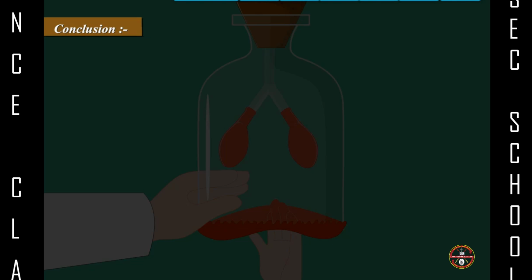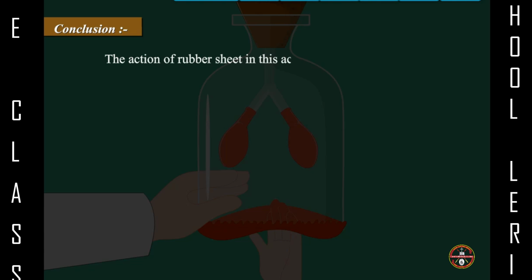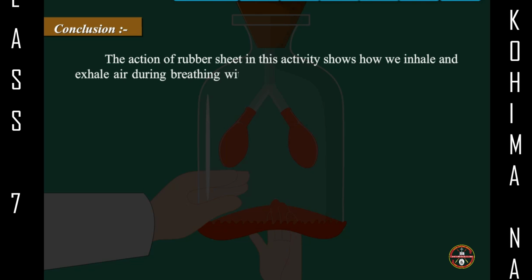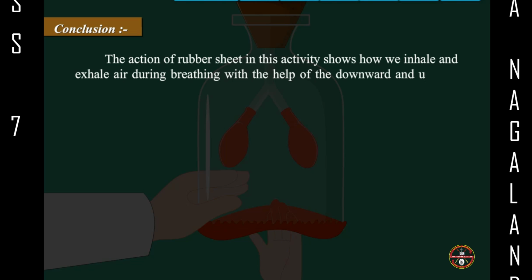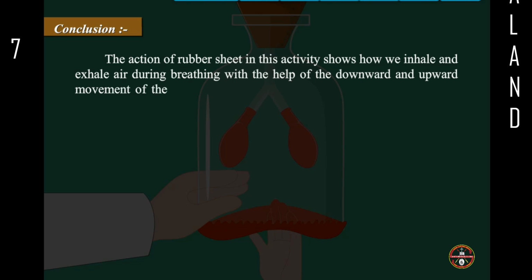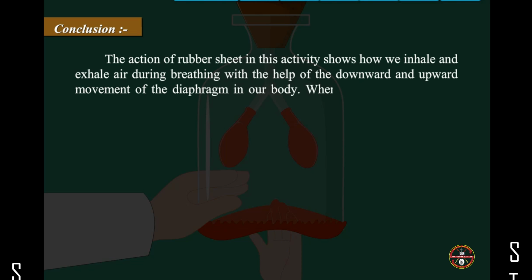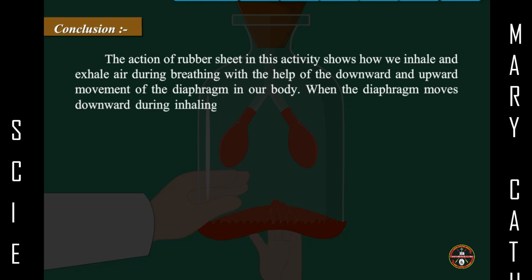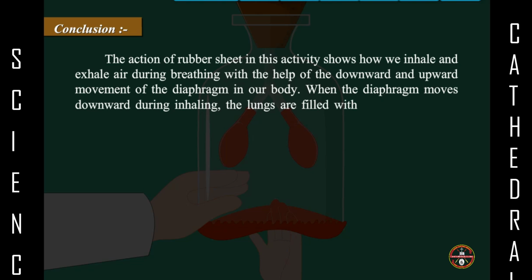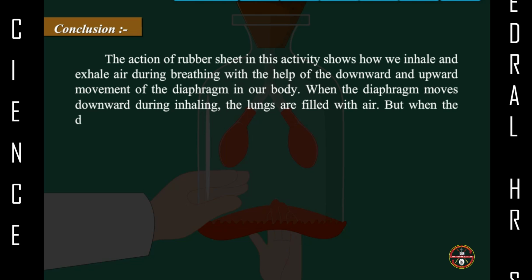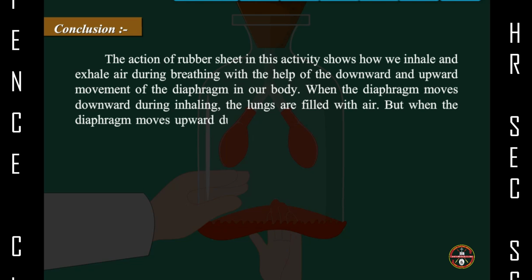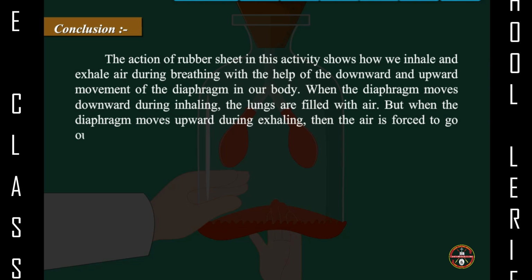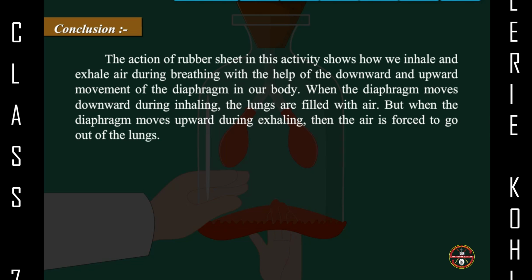Conclusions: the action of the rubber sheet in this activity shows how we inhale and exhale air during breathing with the help of the downward and upward movement of the diaphragm in our body. When the diaphragm moves downward during inhaling, the lungs are filled with air, but when the diaphragm moves upward during exhaling, then the air is forced to go out of the lungs.